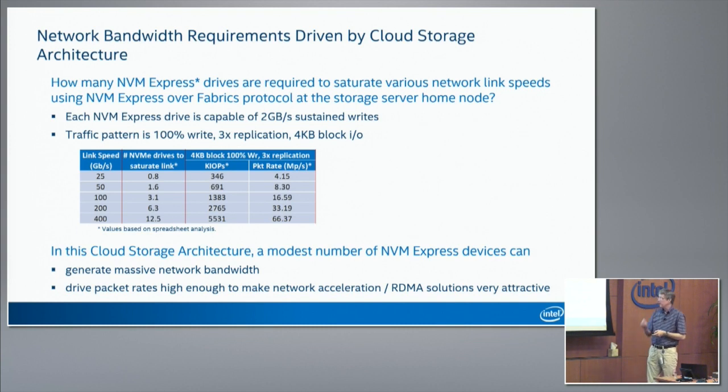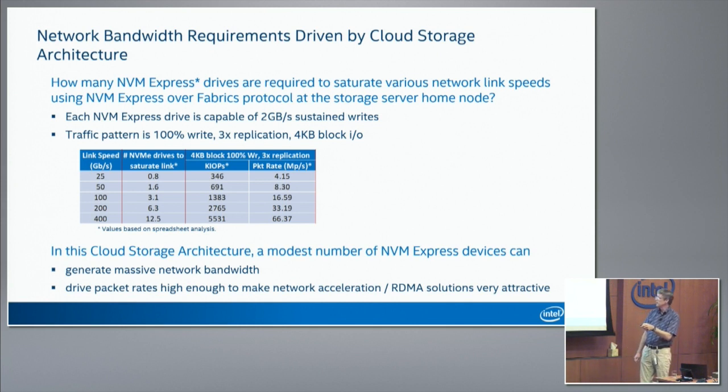This is a bit of an eye chart, but bear with me here. What I did was I calculated how many NVM Express drives would be required to saturate various network link speeds using NVM Express over Fabrics protocol. This is just a spreadsheet analysis. So this is like what's the best case scenario if you're totally saturating the network with this protocol.